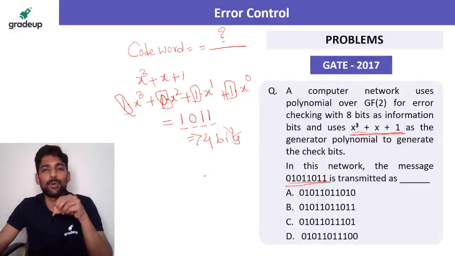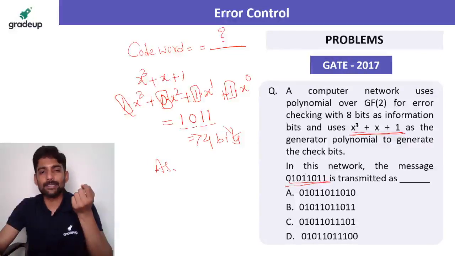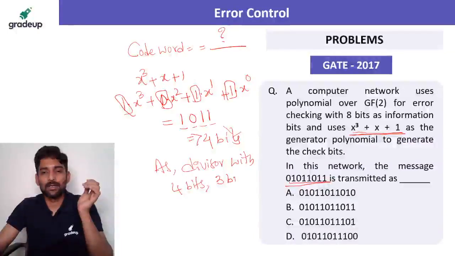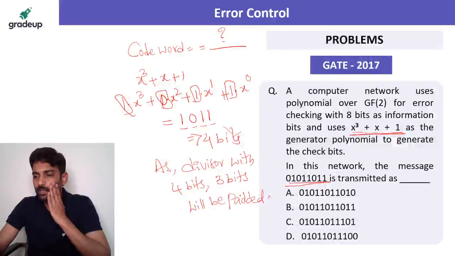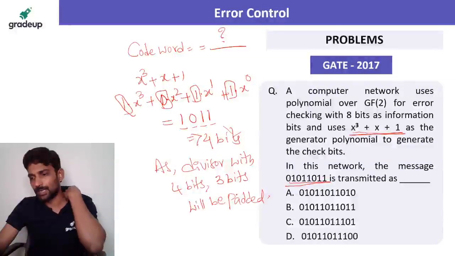So how many bits to borrow? As the divisor has n bits, n minus 1 bits to borrow. So always remember, as the divisor has 4 bits, n minus 1, so 4 minus 1. Now how many zeros will you pad? 3 zeros. 3 bits will be padded. So how many bits to pad? It depends on divisor length. I hope you got it. Okay. I think Khan Bilal, you understood.